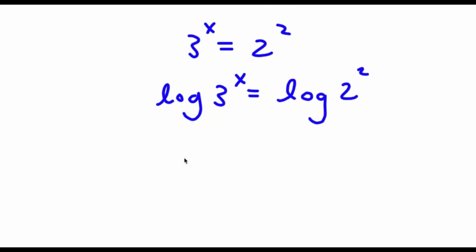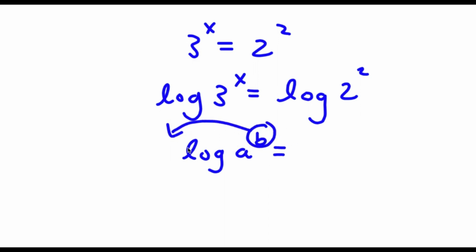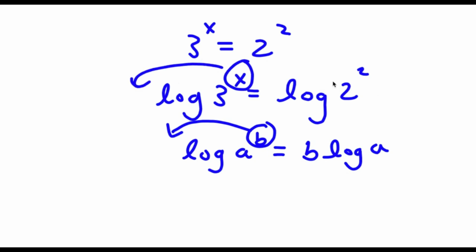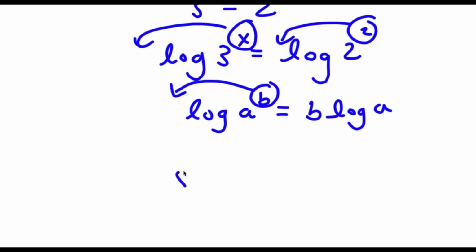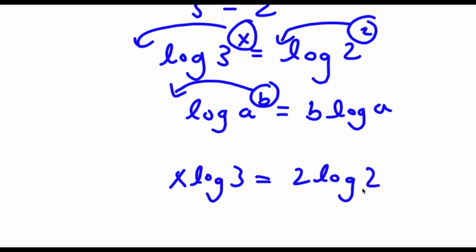Now if I have something in the form log a to the power of b, well, I can now move my exponent b to the front. So this is going to equal b times log a. So in this case, log 3 to the power of x, I can move x to the front, and log 2 to the power of 2, I can move 2 to the front. So these are going to equal x times log 3 and 2 times log 2.